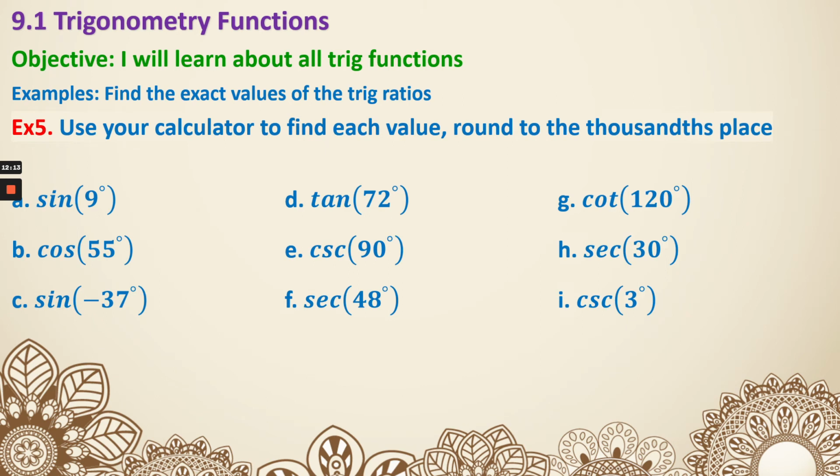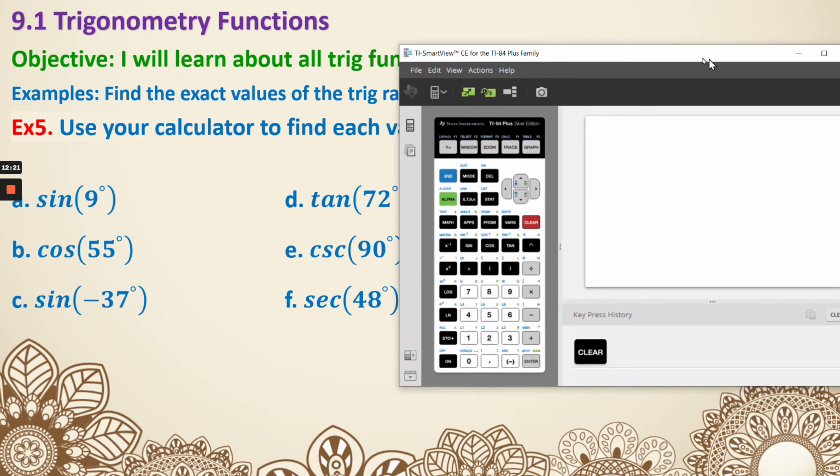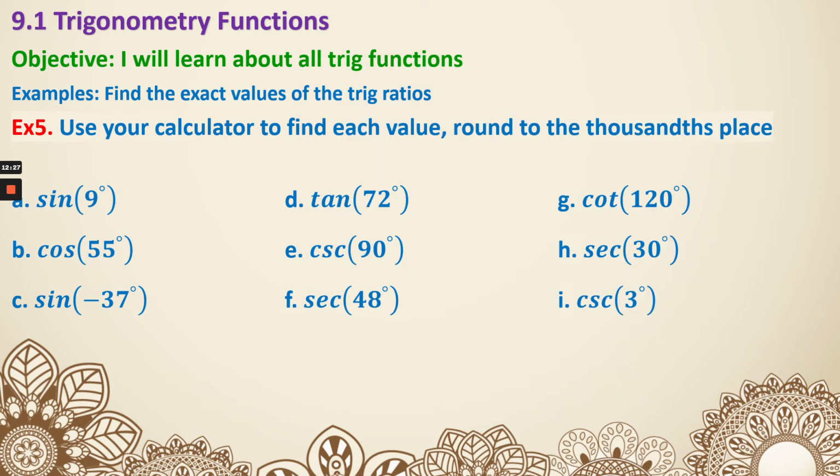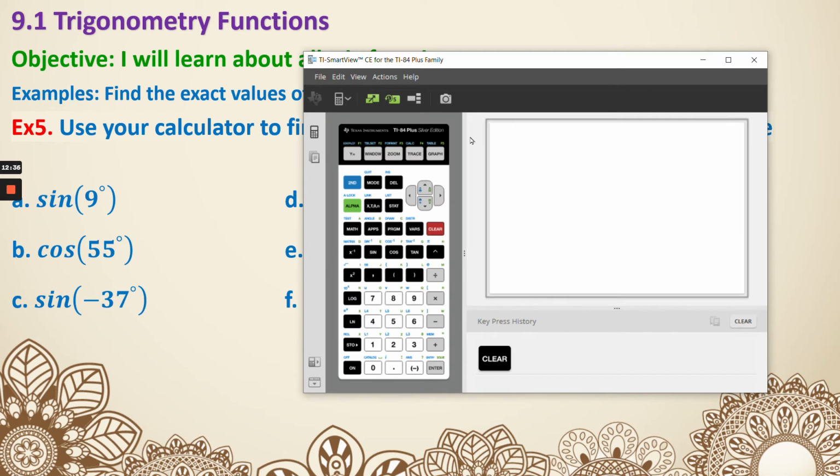Use your calculator to find each value and make sure you round to the thousandths place. So this time things are slightly different. We're going to use a calculator. But before we actually do that, there's something else. On our calculator, we have something called mode. And that's the button we're always going to need to check to make sure. So let me make sure this is in front.